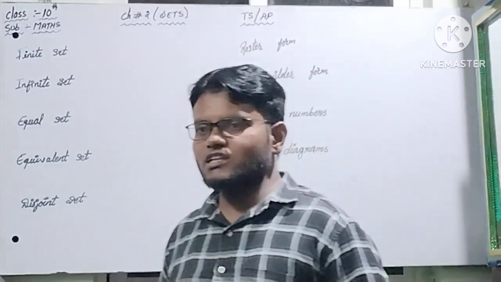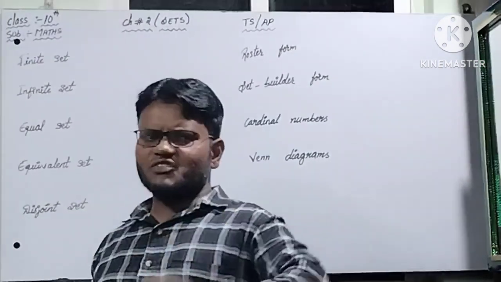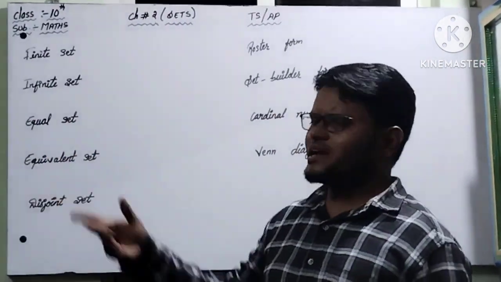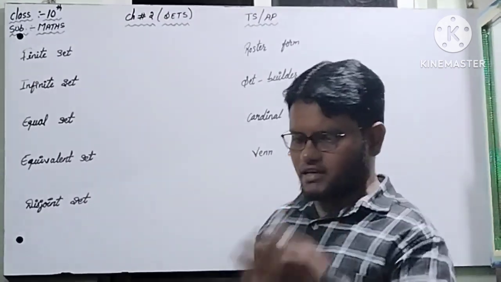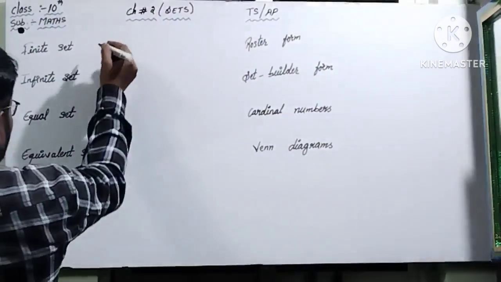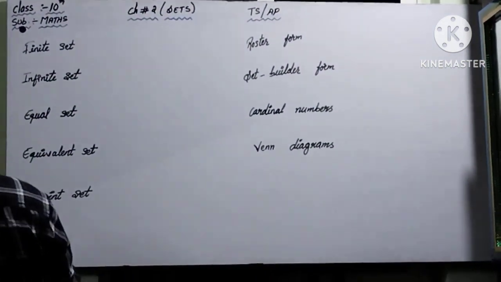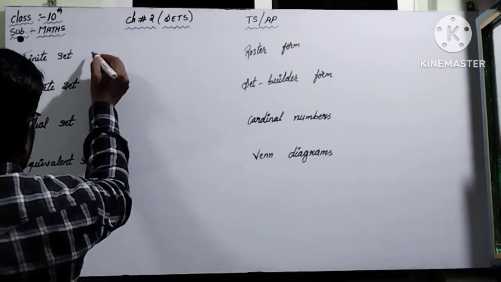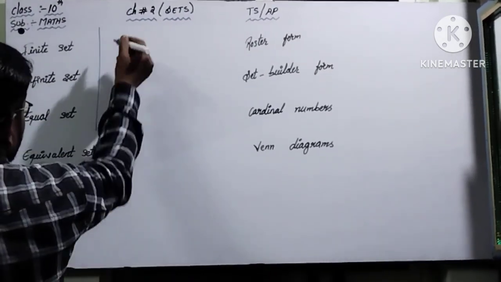Now let's see equal set and equivalent set. What is the difference between these two? Equal, equivalent. What is the difference? I will explain. First I will use one example. I will use equal sets here.